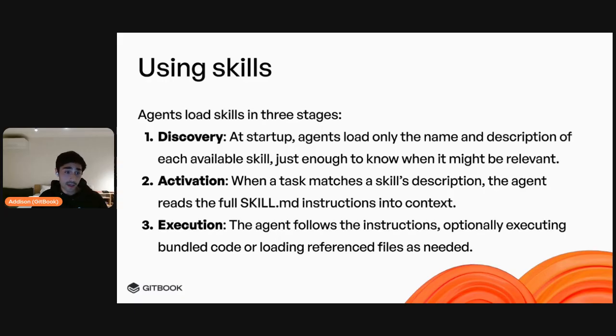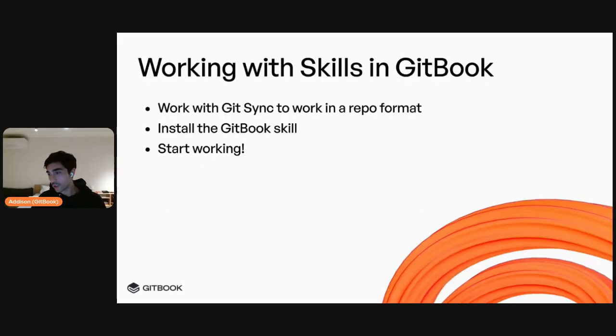Then, on activation, when the task matches the skill's description, it will read the full set of SKILL.md instructions into context, and it will be able to use that specific context for the task that it's trying to complete, which is step number 3. It follows the instructions and optionally looks inside different references and scaffolds more instructions and context as needed. How I'm going to structure this is, again, starting with working with GitBook's own skill, and then later we'll get into how you can create your own skill and use it in your own documentation site.